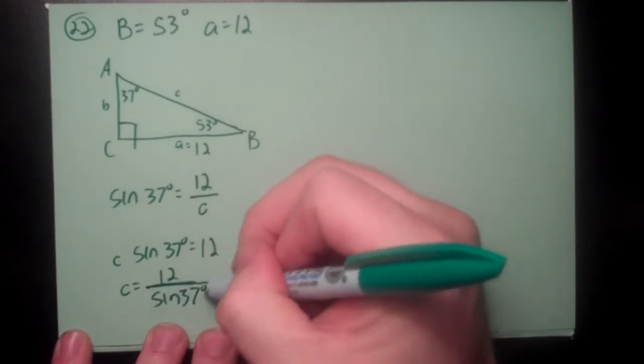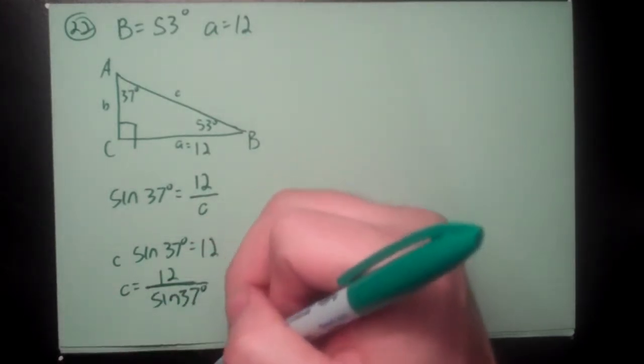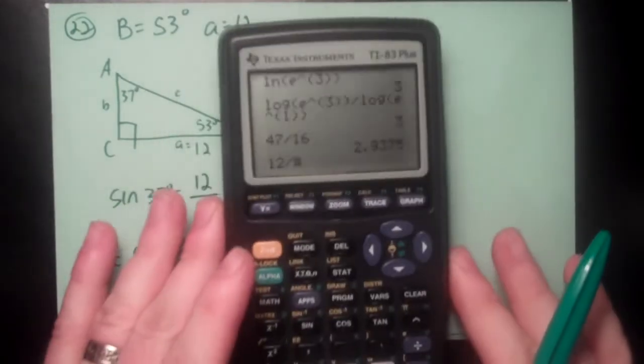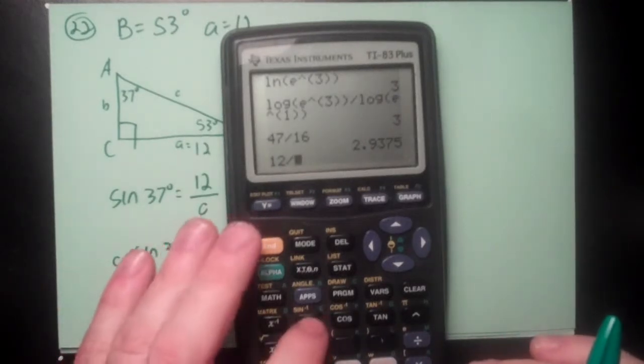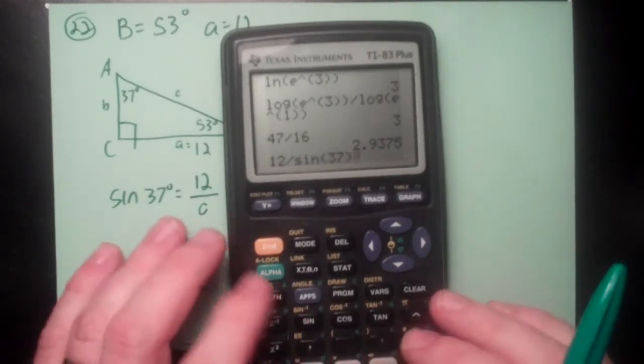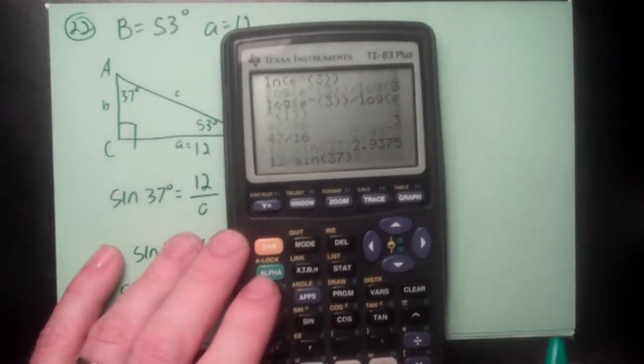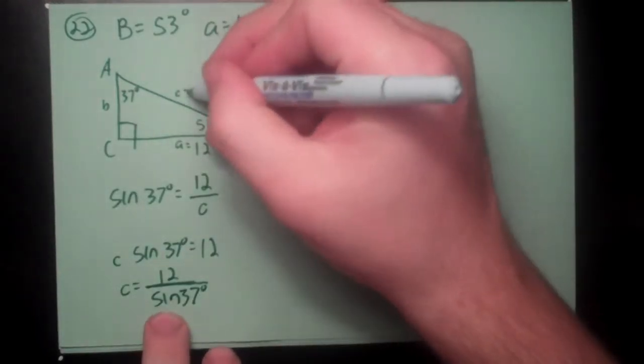And 37, of course, is one of those off angles that you don't have to memorize, so we would use the calculator for that. Here's my calculator. And 12 divided by, I'll show you what I'm doing, 12 divided by the sine of 37, making sure I'm in degrees, and I am, so 19.94.